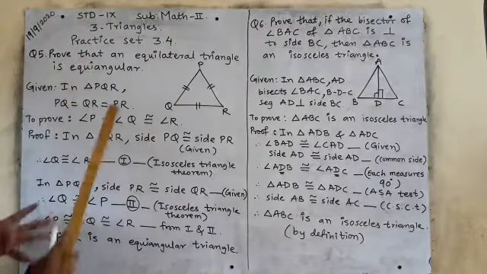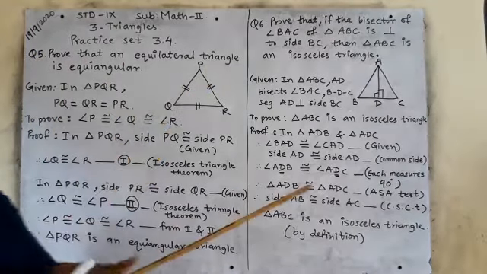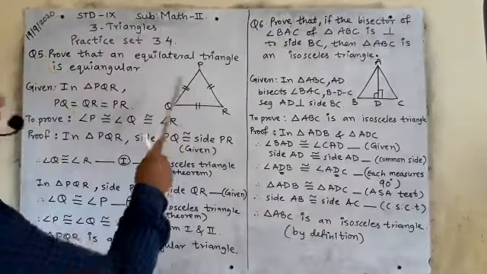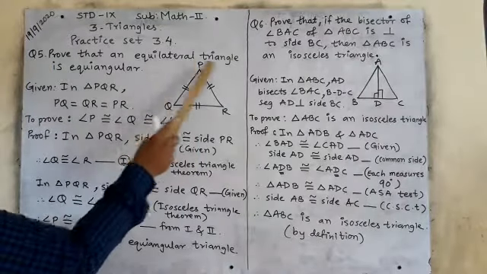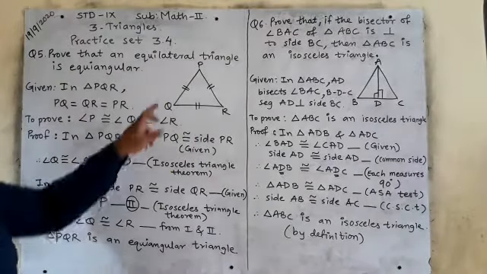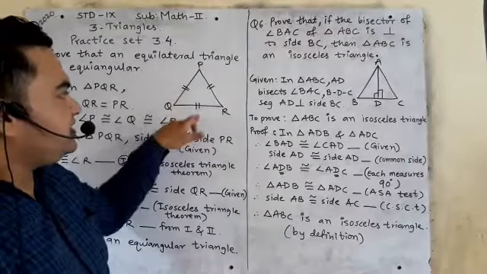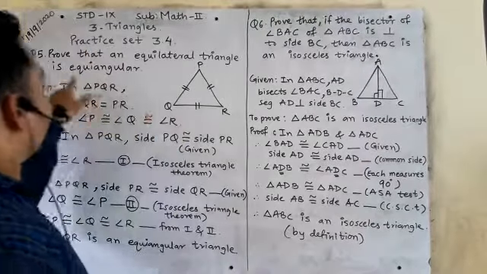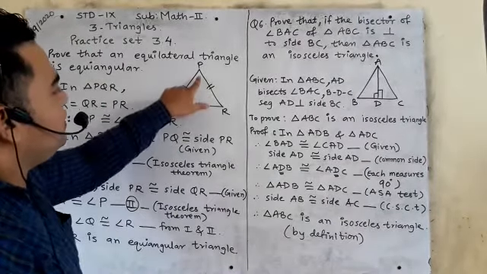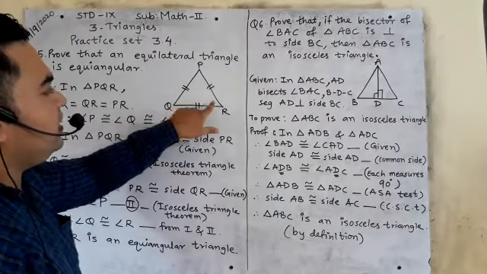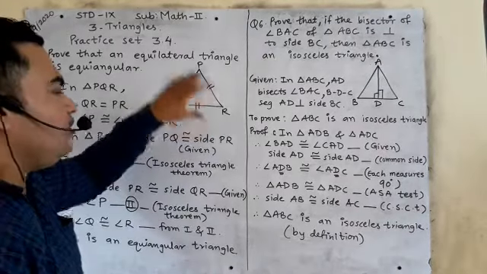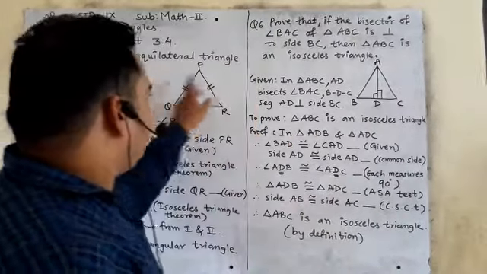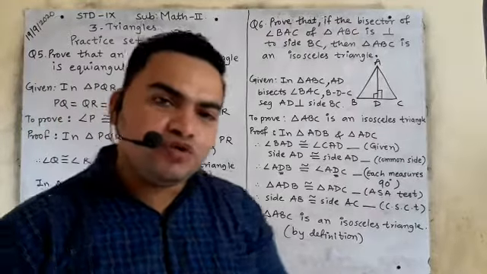Prove that, we have to prove something. An equilateral triangle means all three sides of the triangle are equal. An equilateral triangle is equiangular. Its sides are equal, therefore it is called an equilateral triangle. And we have to prove that it is equiangular. It means angle P is equal to angle Q and angle Q is equal to angle R. All three angles are also equal. Sides are equal, but we have to prove all three angles are also equal.